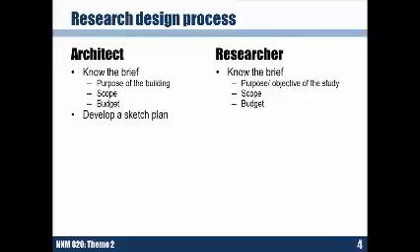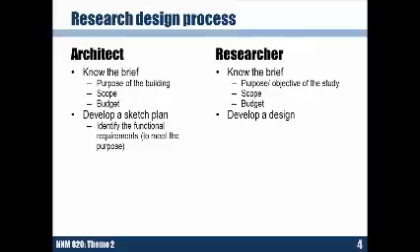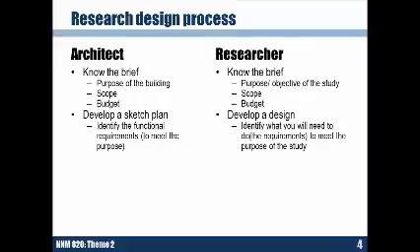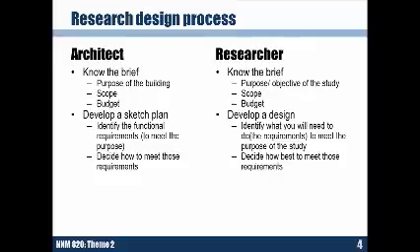And now you develop a sketch plan, which is a vague outline. With your research design, you would develop a design which again provides you with a clear picture of what it is that you want to do. And in that sketch plan or in that design, you would identify what are the functional requirements that you need to meet the purpose of your building or the purpose of your study. So what do you need to do to meet the purpose of the study? You would also decide, when you're an architect, how you would meet your requirements. Same again with developing research studies. How will you meet those particular requirements? So what do you need and how will you go about meeting those requirements?